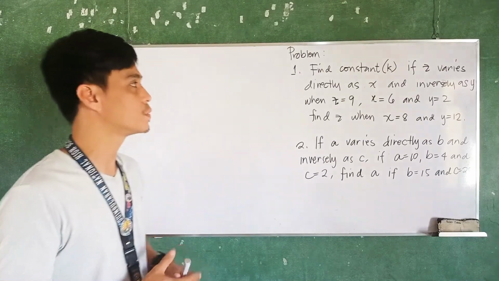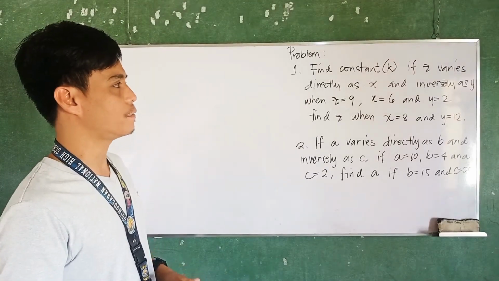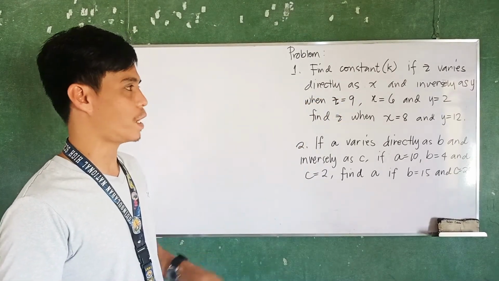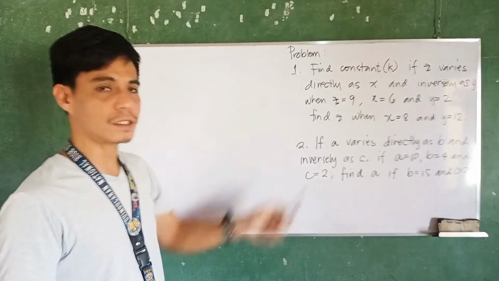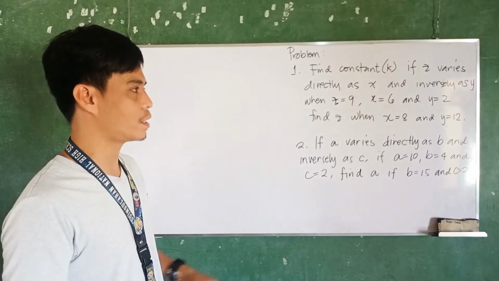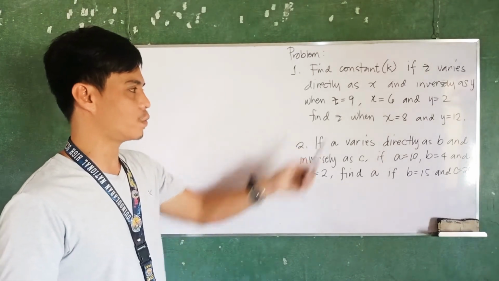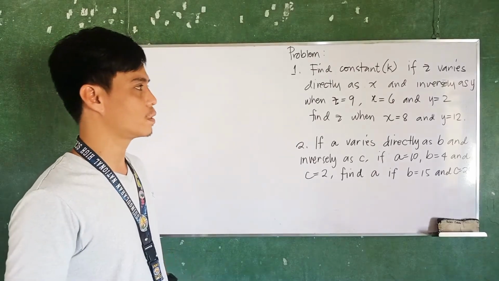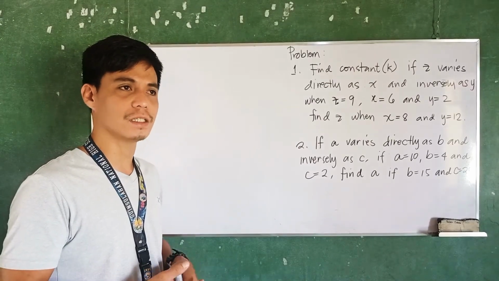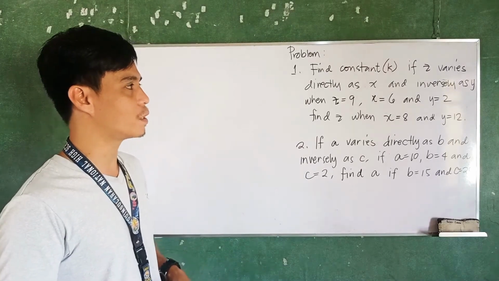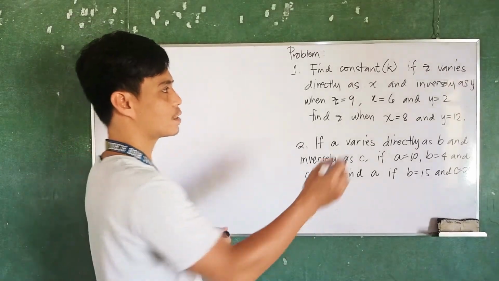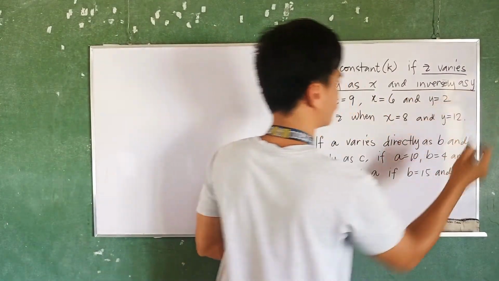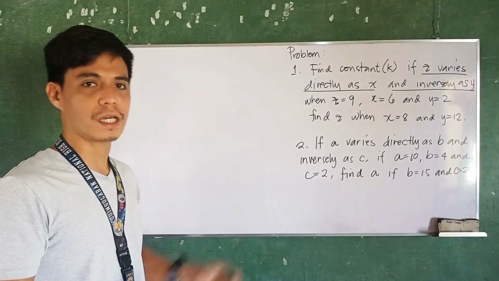Problem number 1. Find constant k if z varies directly as x and inversely as y, when z is 9 and x is 6 and y is equal to 2. Find z when x is 8 and y is equal to 12. So, the first thing we do, guys, is break down what it says. Our statement is z varies directly as x and inversely as y. So, this would be a combined variation.